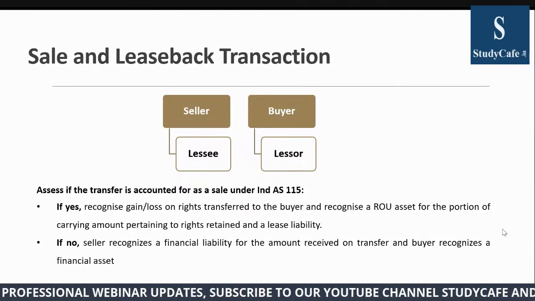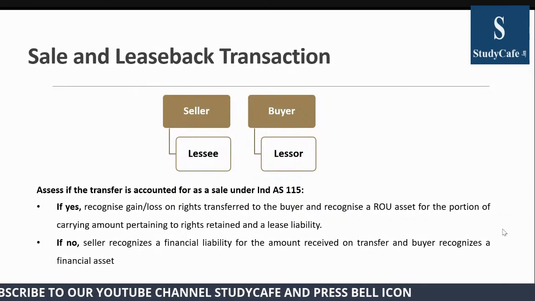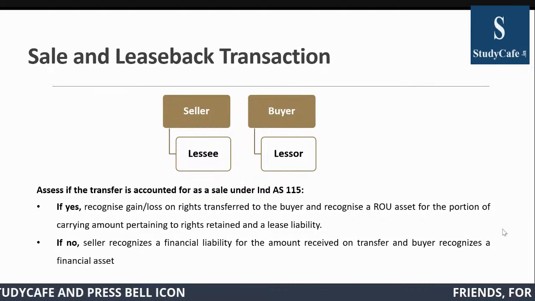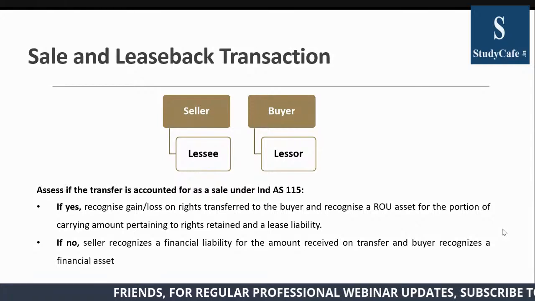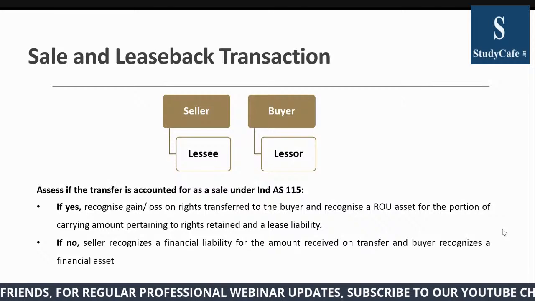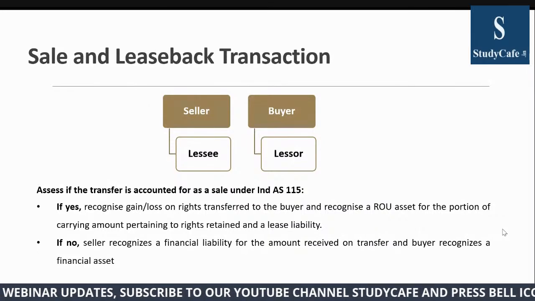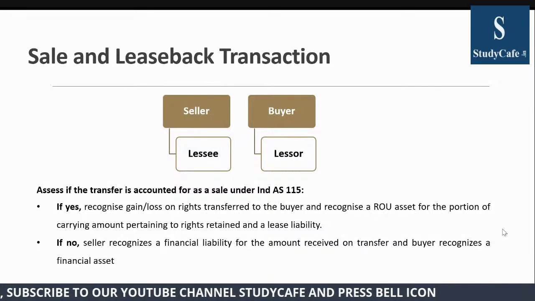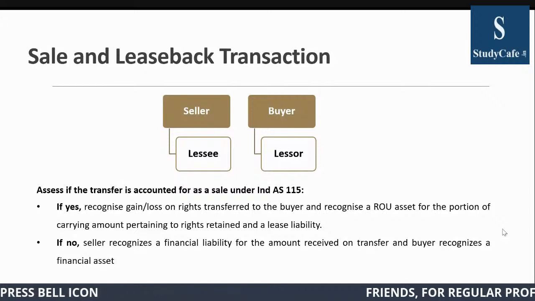So company A earlier was a seller but now has become a lessee, and company B earlier was a buyer but now has become a lessor. So what happens in this kind of transaction? Ind AS 116 clarifies that in such a situation, the assessment needs to be done under Ind AS 115, which is on revenue from contracts with customers, to see if the original sale qualifies as a sale.